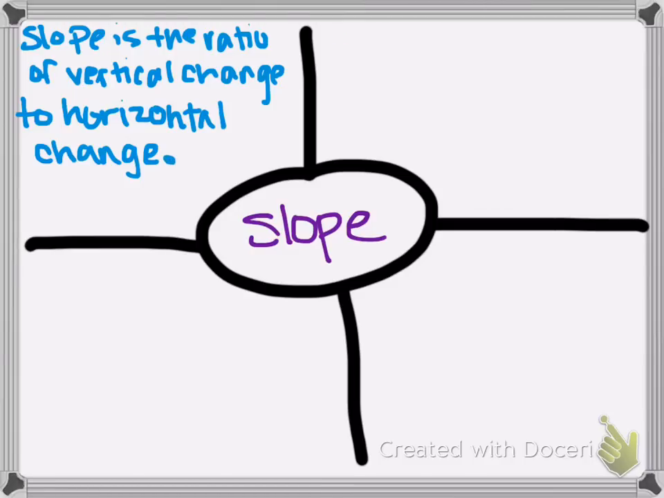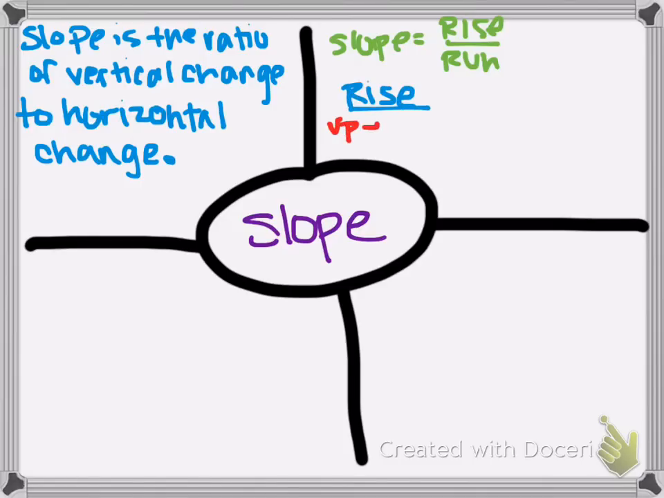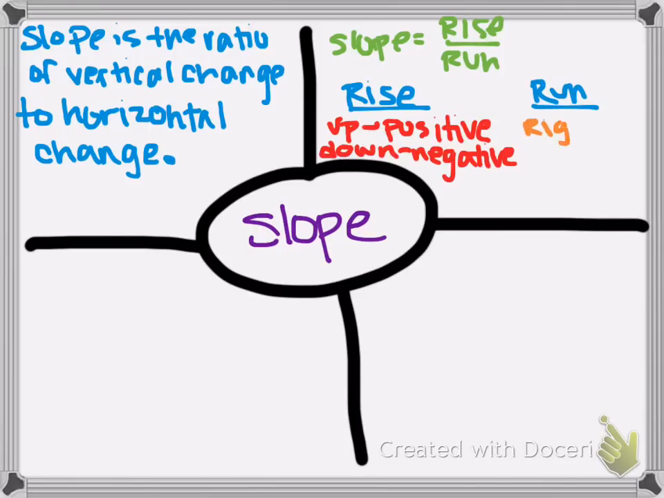Some examples of slope would be rise over run. You're very familiar with that, hopefully, after last week. The rise, when you are rising, it is positive, and when you are falling, it's negative. And then for run, if you're moving to the right, that is a positive number. And when you're moving to the left, it is a negative number. So these are the definition and some characteristics of slope.